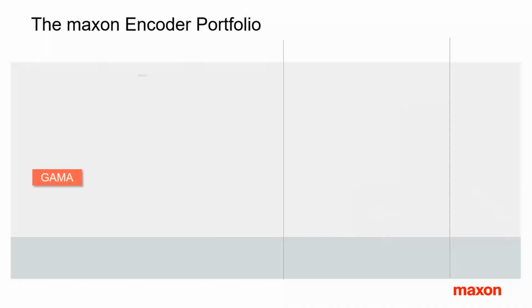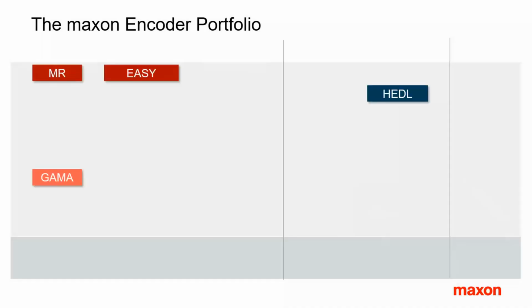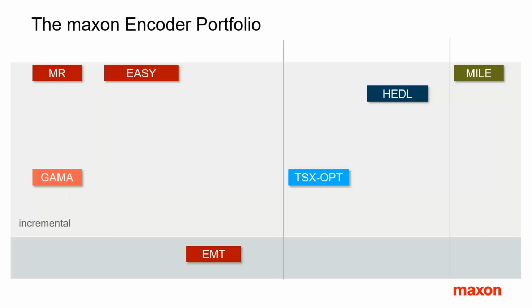In the maxon catalog, you find encoders with funny names such as gamma, MR, easy, quad, heddle, TSX, EMT, ENC22, mile. Most of them are incremental encoders, but there are also a few absolute ones. And you can classify them according to the underlying physical principle into magnetic, optical, or inductive encoders.